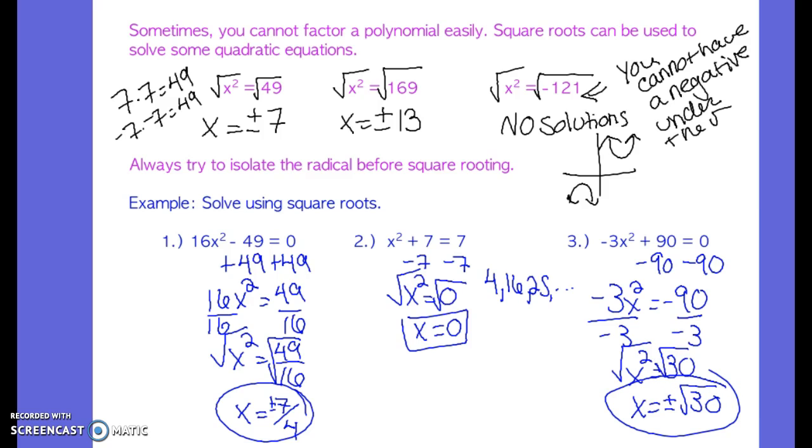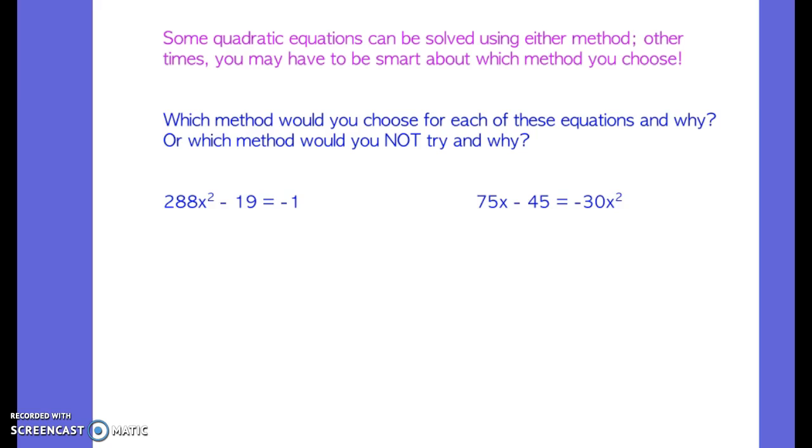So sometimes, some quadratic equations can be solved using either method. Other times you have to be smart about which method to use. And that can sometimes be difficult. How do you make the decision which way you should try? So which method would you choose for these equations and why? Or which method would you not choose?